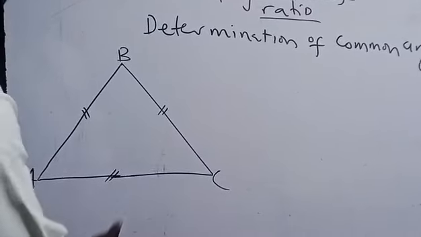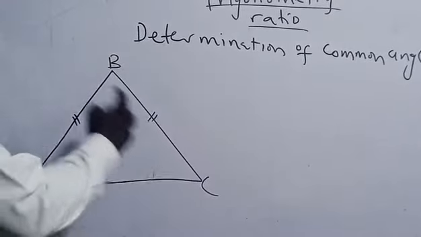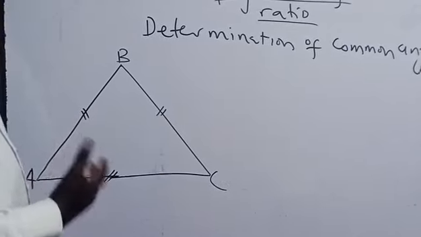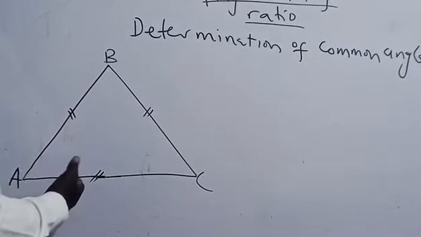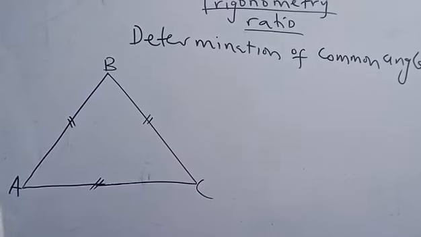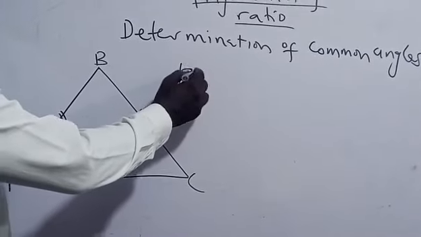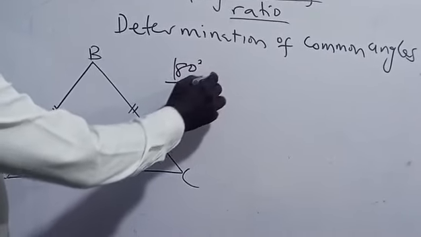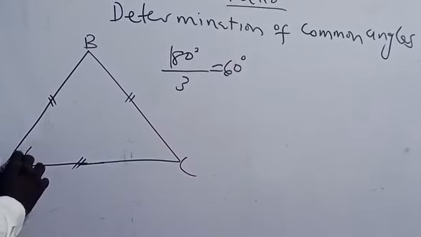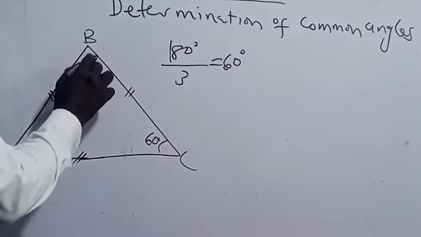So let's consider this equilateral triangle in which the three sides are equal. If you remember, the sum of angles in a triangle is 180, and since we have three equal sides in an equilateral triangle, the angles are also equal. So 180 degrees divided by 3 is the same thing as 60 degrees. For each of these angles, it is 60 degrees. Alright?